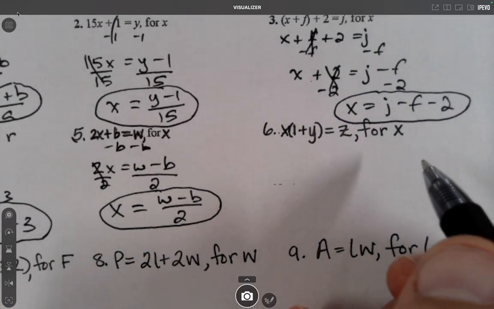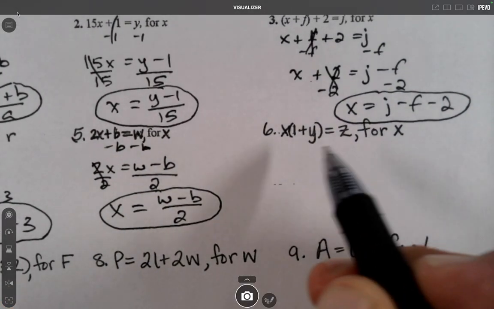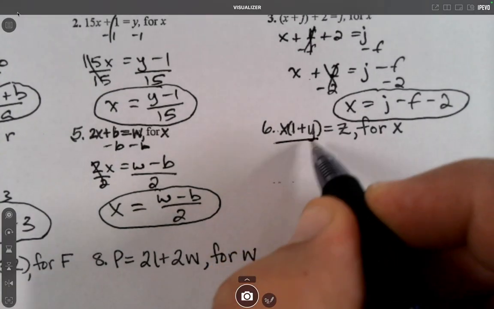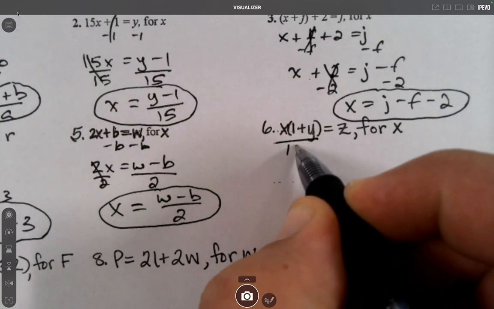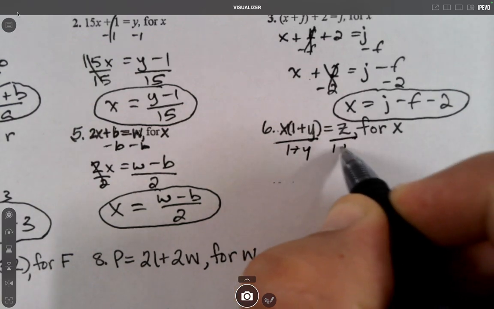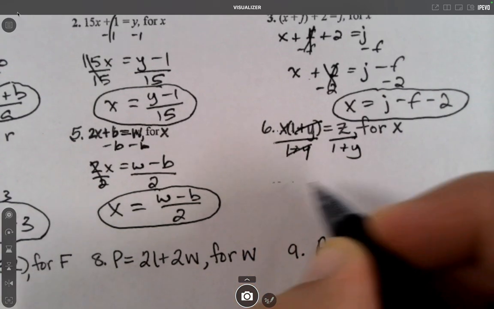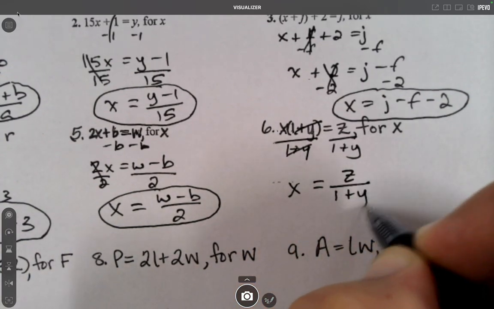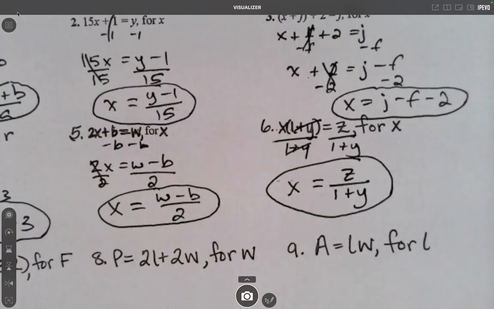Number 6, we want to get x by itself. X is being multiplied by 1 plus y. So we want to divide both sides. You can keep this as a whole unit. Divide both sides by 1 plus y. Because then that cancels it out, and we're left with x equals z over 1 plus y. And if you want to keep the parentheses around 1 plus y, that's fine. It's not necessary, but it's completely fine to do it if you want to.